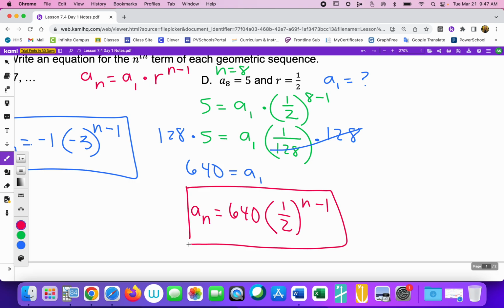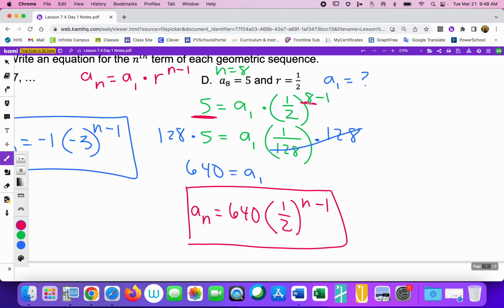So sometimes you'll have to manipulate it to find A1 or R sometimes. But that's really as tough as they get. Okay. So sometimes you might have to solve for A1 if it's not given to you. Okay. But keep in mind, this number and this number go together, because it's the A sub n. Questions before we go on the back side?